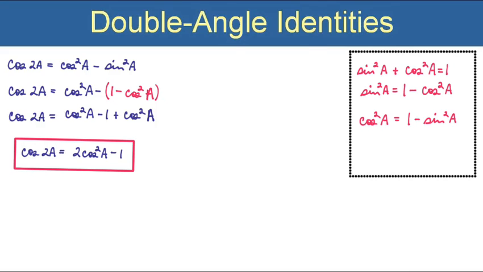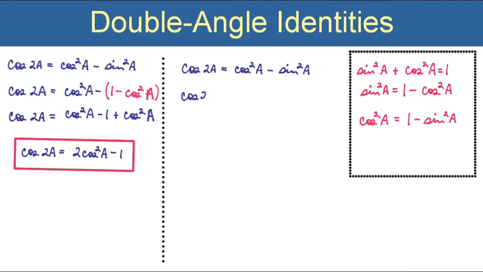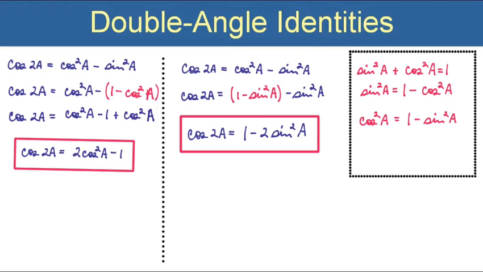Now let's take that same Pythagorean identity, and instead of solving it for sine squared, let's solve it for cosine squared. So cosine squared is equal to 1 minus sine squared. That means over here in our original cosine of 2a identity, I can now replace cosine squared with 1 minus sine squared. See, we replace cosine squared a with 1 minus sine squared a. Now we can combine like terms. I have minus 1 sine squared and minus 1 sine squared, so together they make minus 2 sine squared. And that is a third form of that identity.